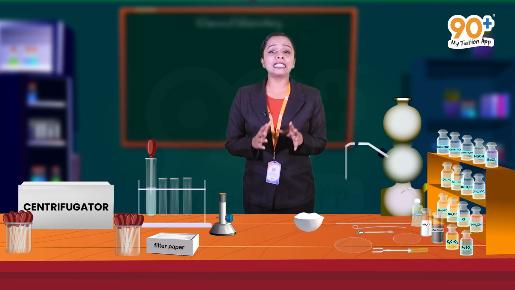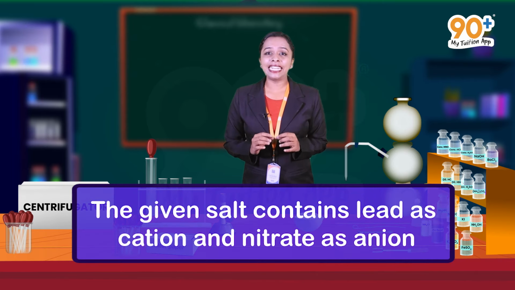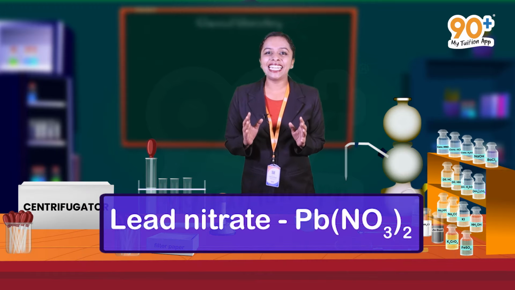Now let's discuss the final step, that is the result. The given salt contains lead as the cation and nitrate as the anion. Therefore, the given salt is lead nitrate.